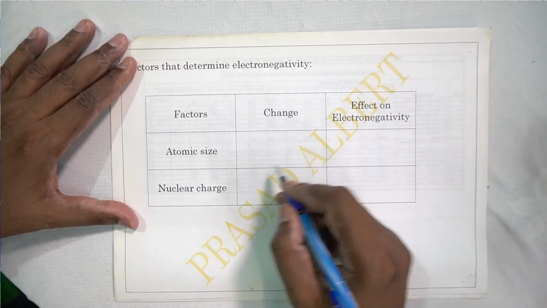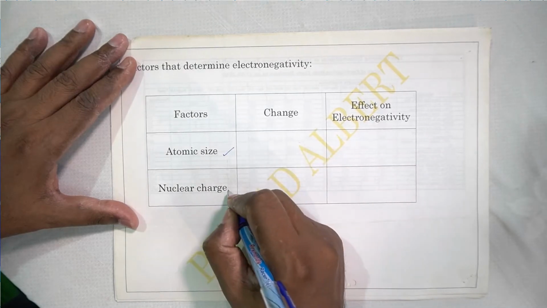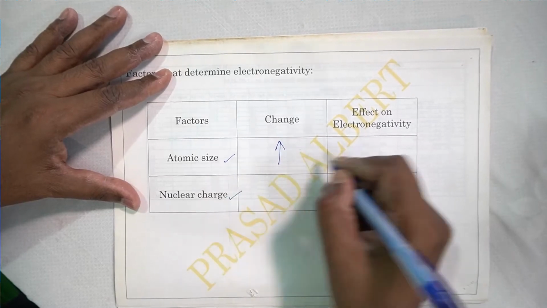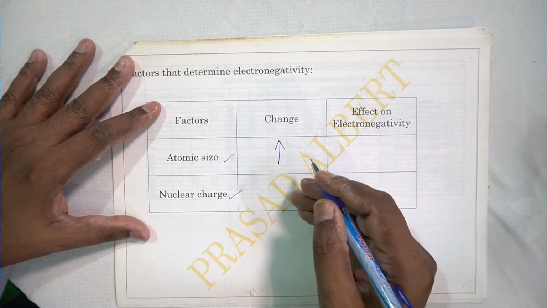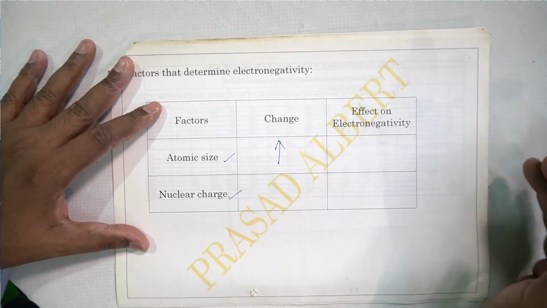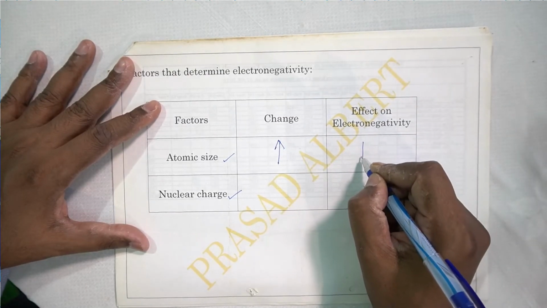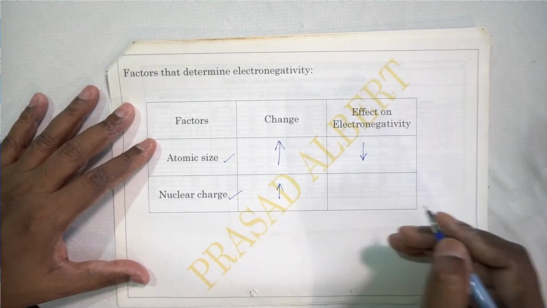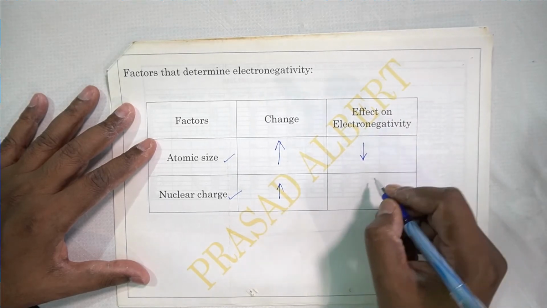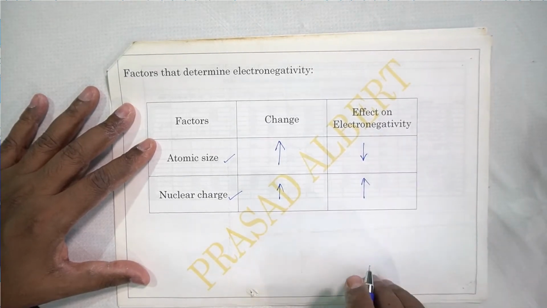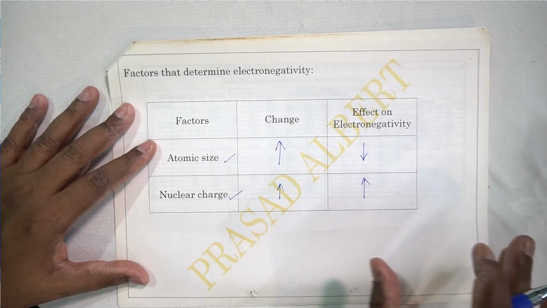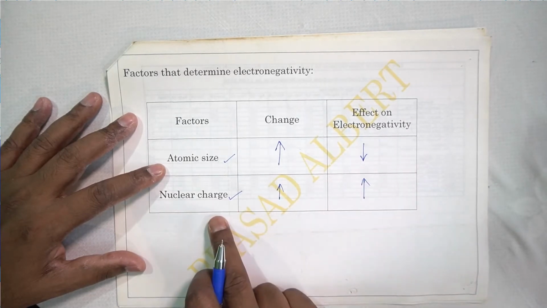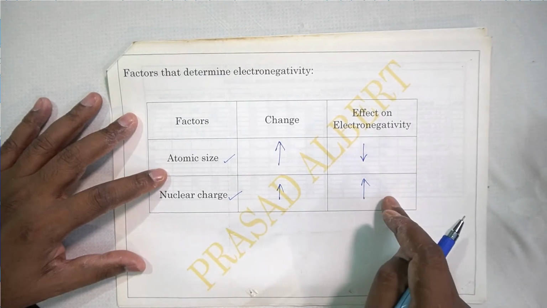The first factor is the atomic size and the second is nuclear charge. When the atomic size increases, the tendency to attract electrons weakens because the outermost orbit is far away, so the electronegativity decreases. When the nuclear charge increases, the atom is able to pull the electron pair towards itself strongly. In other words, electronegativity increases. These are the parameters that we will now apply across a period and down a group. Atomic size increases, electronegativity decreases. Nuclear charge increases, electronegativity increases.